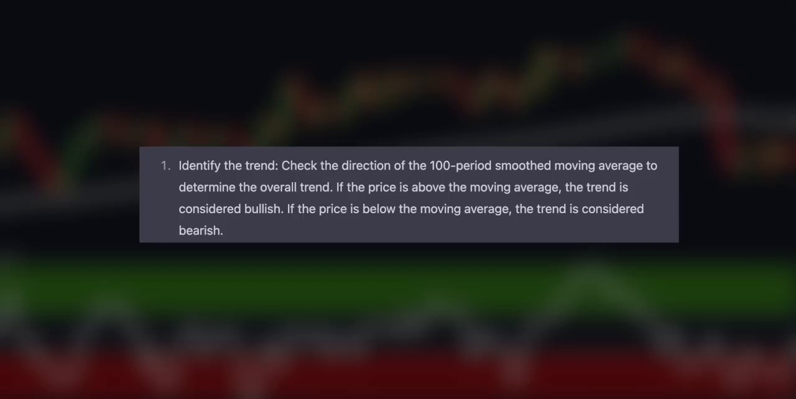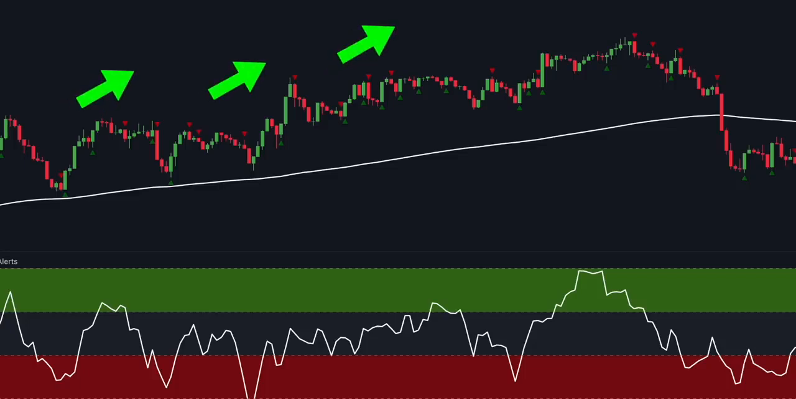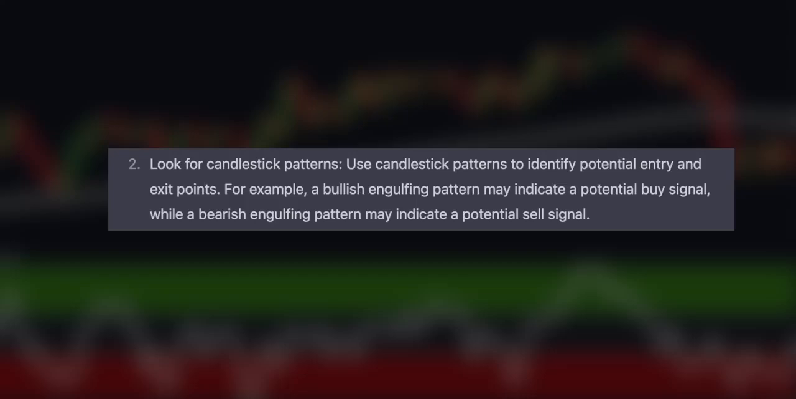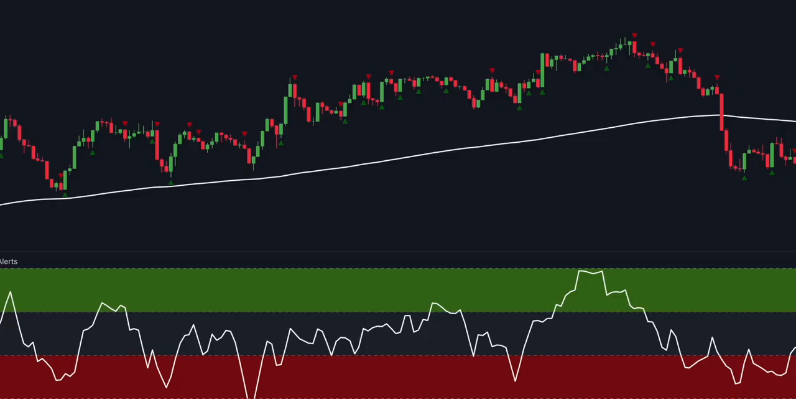Well, ChatGPT says that we should first identify the trend. The trend is bullish if the price closes above the SMA. During a bullish trend, only long positions can be taken. The next step is to look for candlestick patterns to enter the market. In our case, that pattern is a bullish engulfing candle. Lastly, to confirm a long entry, the money flow index must be above 50, indicating positive sentiment.